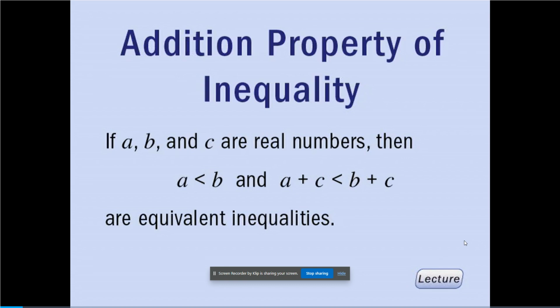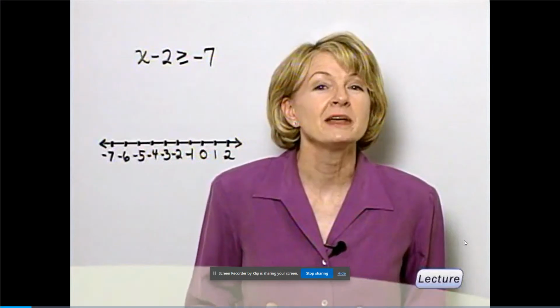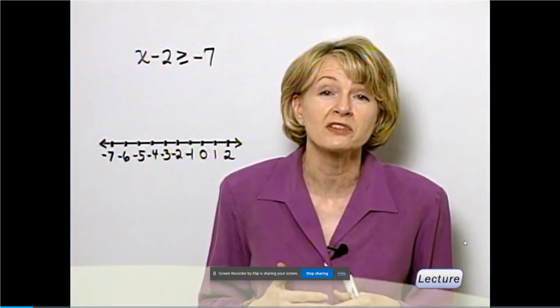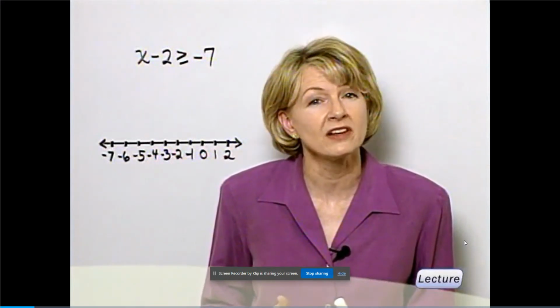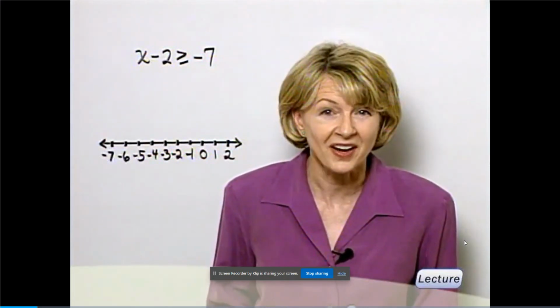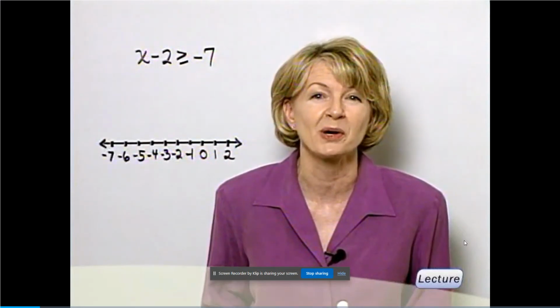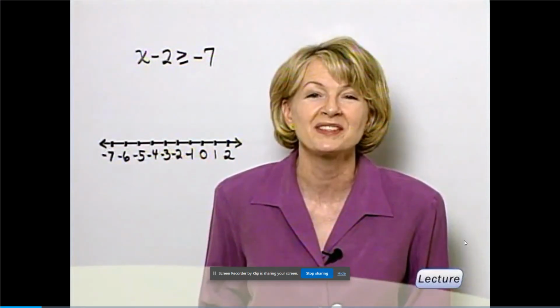If A, B, and C are real numbers, then A is less than B and A plus C is less than B plus C are equivalent inequalities. What does that mean? That means we can add the same number to both sides of an inequality, and the result is an equivalent inequality. Remember, subtraction is still defined in terms of addition, so we can also subtract the same number from both sides of an inequality. The result is an equivalent inequality.